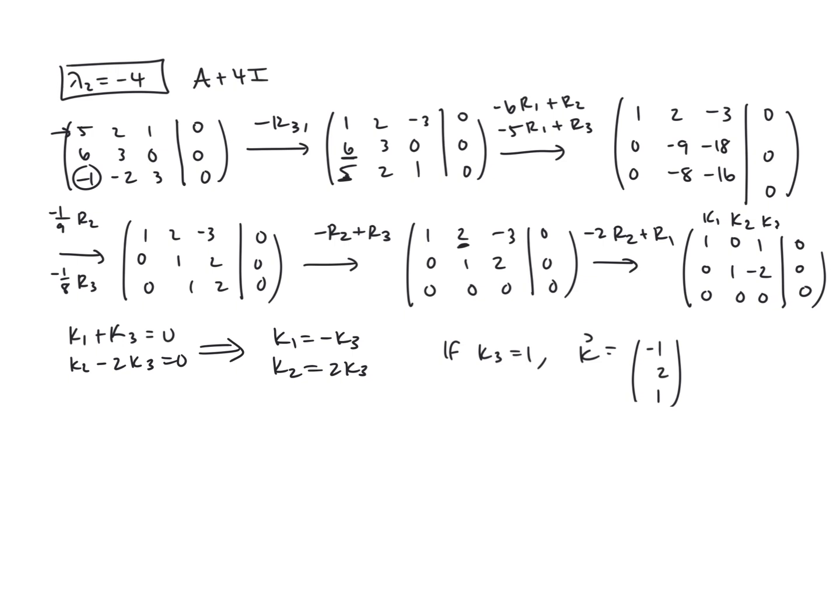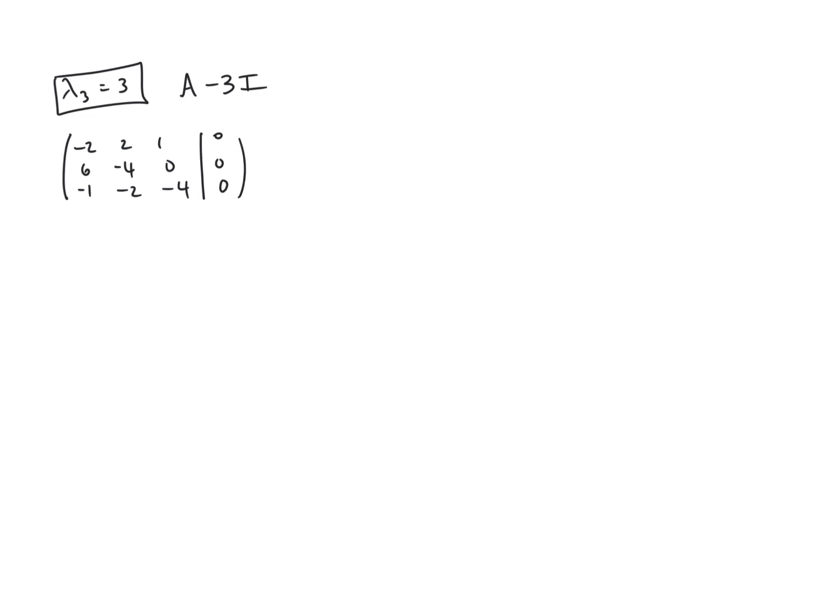At this point, we have one more eigenvector to consider, or one more eigenvalue, which will give us another eigenvector. So our third eigenvalue was 3. So again, we're going to take A and subtract 3I. So that's just 3 on the diagonals. So that gives us negative 2, 2, 1, 6, negative 4, 0, negative 1, negative 2, negative 4, augmented with 0, 0, 0.